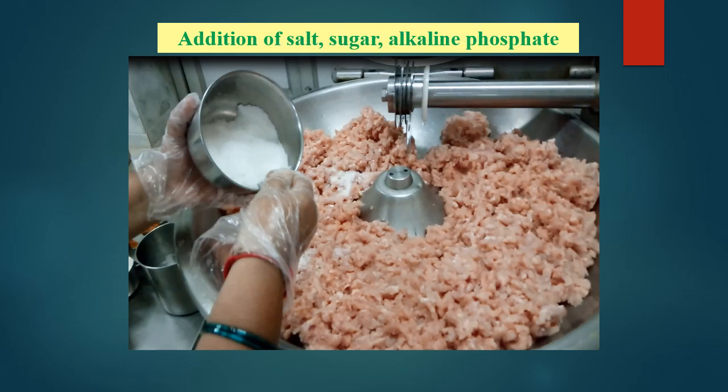Here we can see that the curing ingredients, that is salt, sugar and phosphate, are being added over the minced meat in the bowl chopper. We can see the vertical blades, which play an important role in fine cutting of the meat.